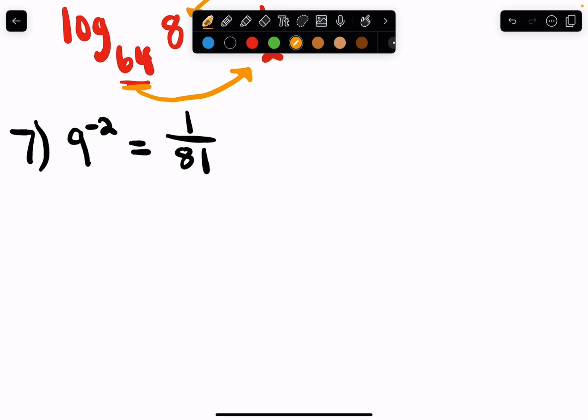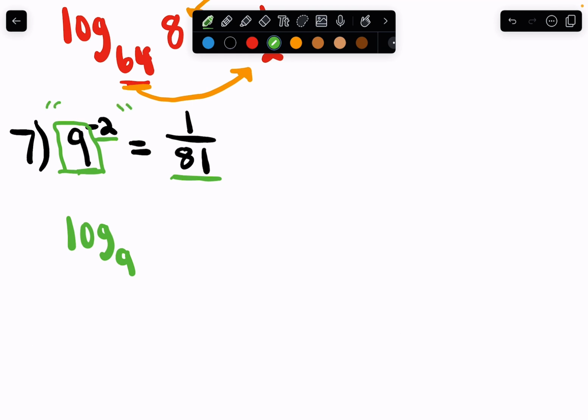Now, number 7, we have 9 to the negative second power. 9 to the negative second power equals 1 over 81. Now, to write this in logarithmic form, we have log base 9. That's because this is the base to our exponential term, of 1 over 81 equals negative 2.